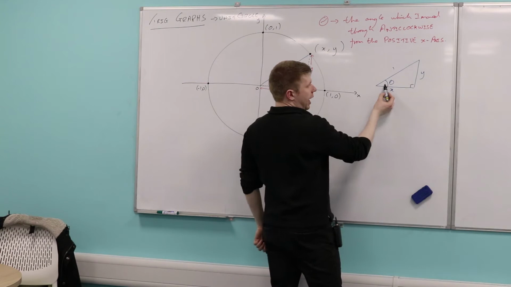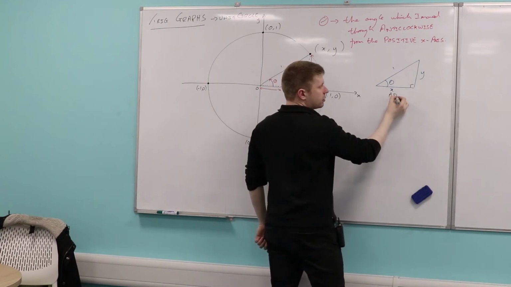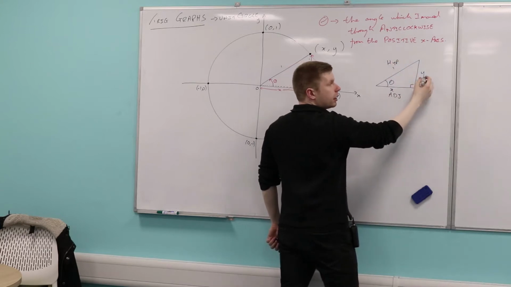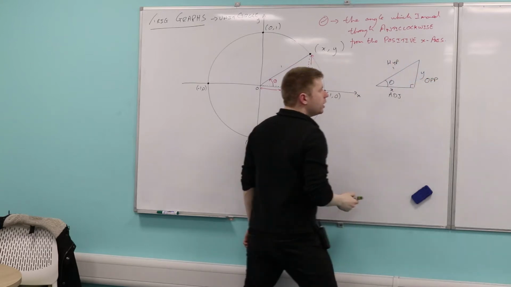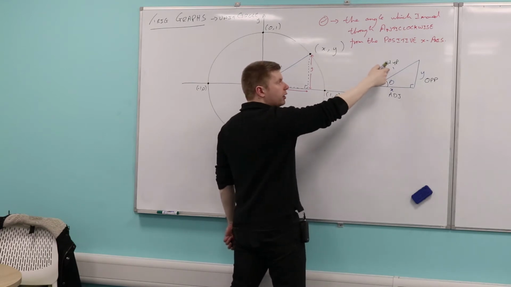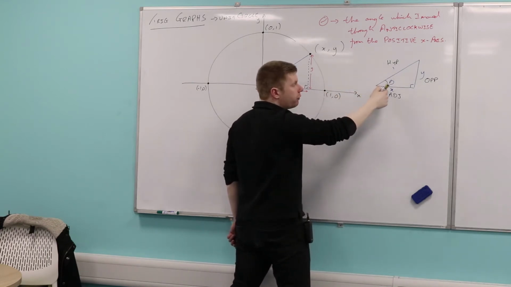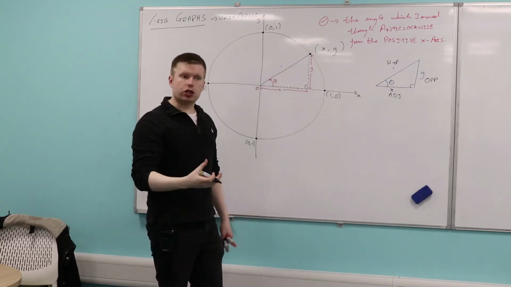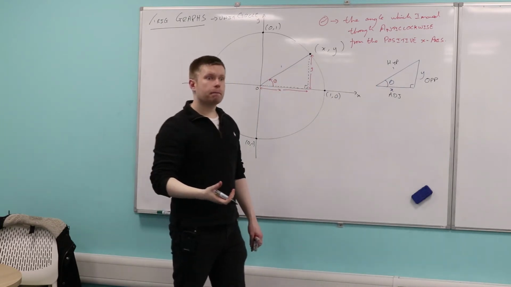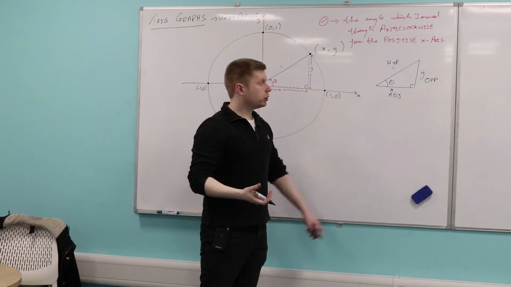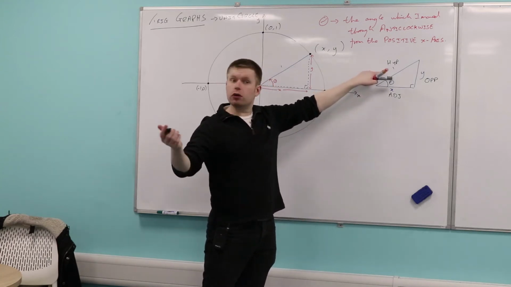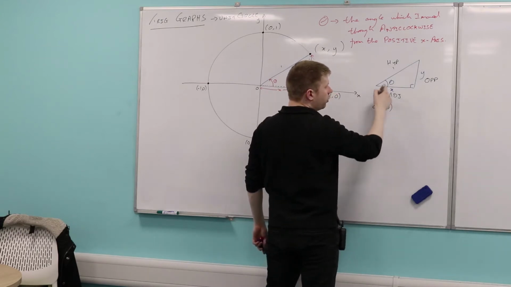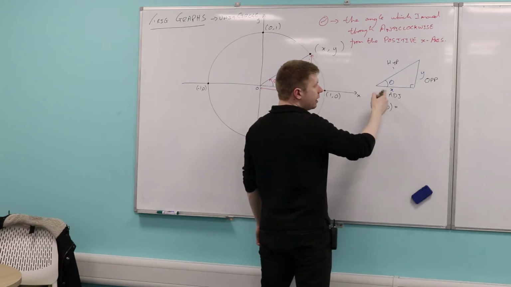Remember, this is my angle. This side would be my adjacent. This side would be my hypotenuse. And this side would be my opposite. So if I wanted to compare x, I know that side there is worth 1. If I want to compare the adjacent and the hypotenuse in relation to theta, which ratio would I be using? Adjacent and hypotenuse. Cosine.